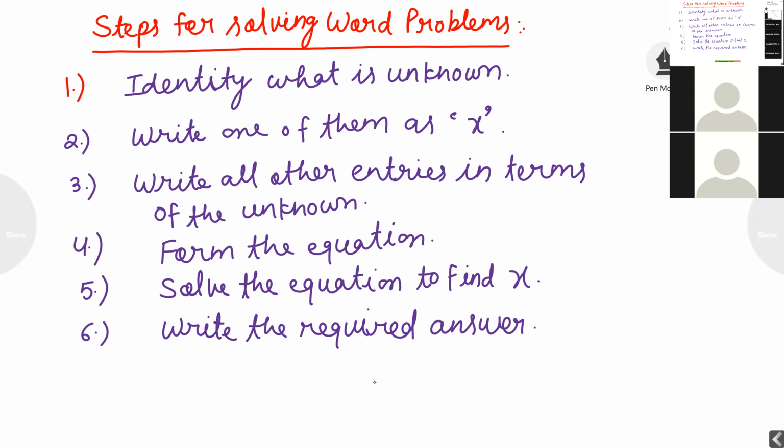Steps for solving word problems. First step, identify what is unknown. Step 2, write one of them as x. Third step, write all other entries in terms of the unknown. Next, form the equation. Fifth step, solve the equation to find x. And last step is write the required answer. Note down example first, everyone.